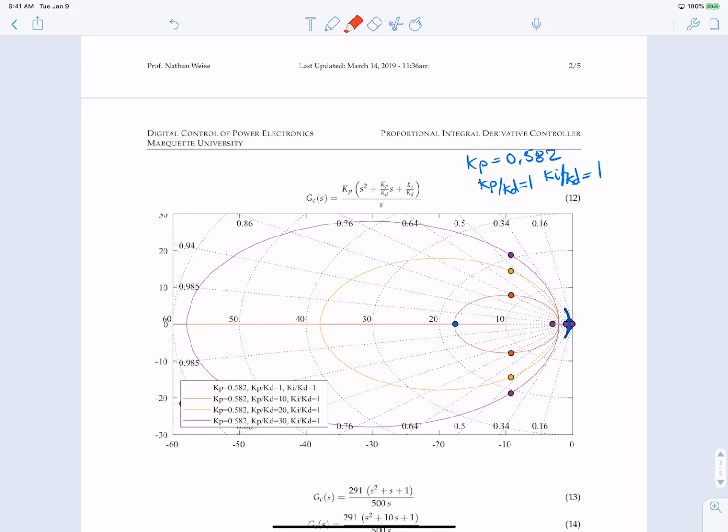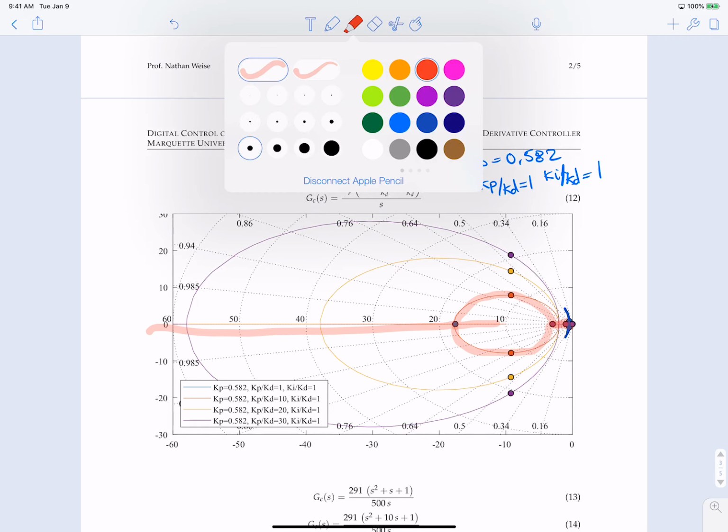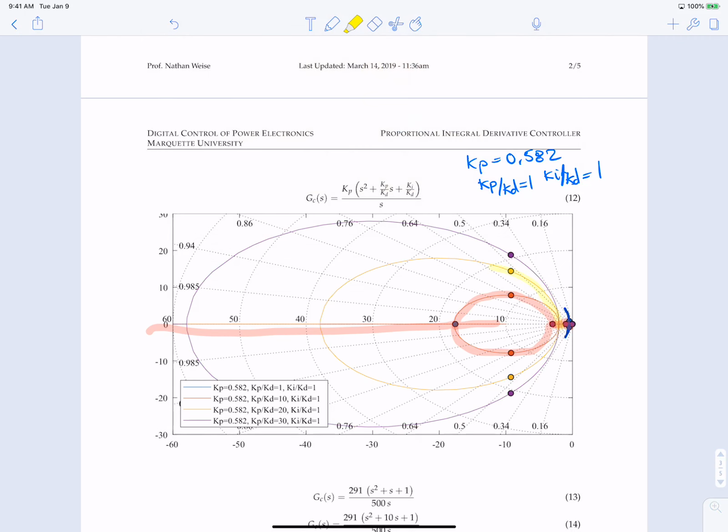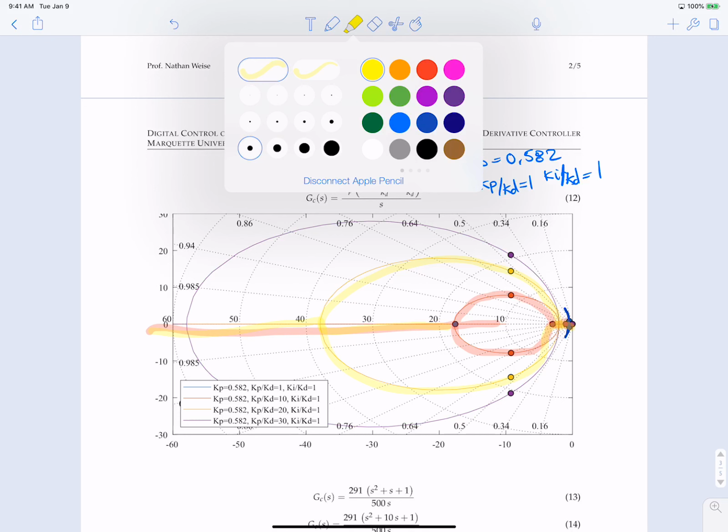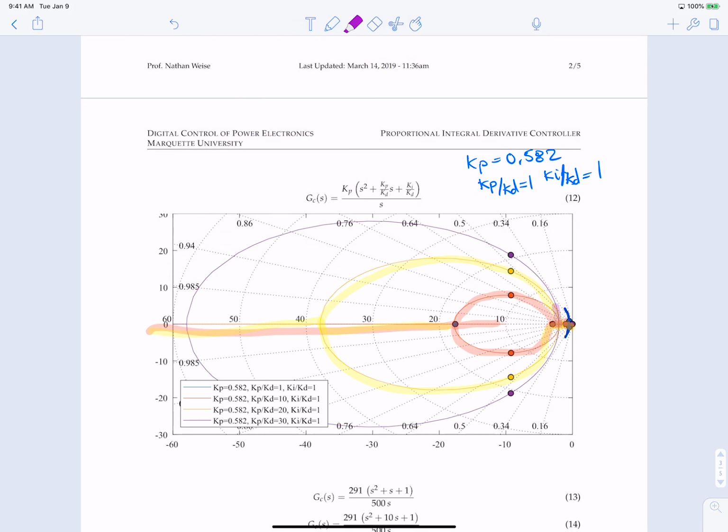What happens, for instance, in the red one is they start in here and they come out like this. One goes in here, and this one comes out and goes like this as you sweep Kp. Same thing happens for the other one. So we come in here like this. This other one comes out like this and goes this way. And lastly, we have our purple one, which will go out and come in like this. And this one will come out and go out that way. Okay? So those are kind of the trajectories of the root loci.